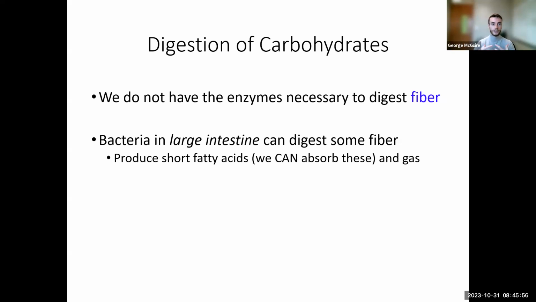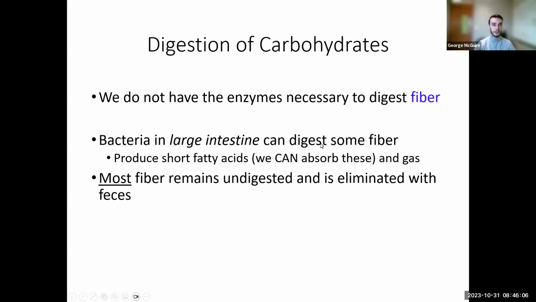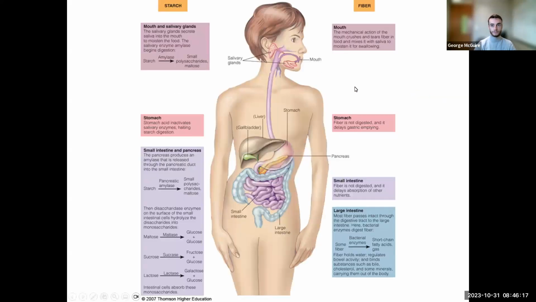And as a result of that digestion, the bacteria will release some small fatty acids and gas. And so we can then absorb those short fatty acids and then use them as an energy source or a building block. However, most of the fiber that we're consuming is essentially just going to be taking up space throughout our digestive process and will eventually be eliminated as feces.